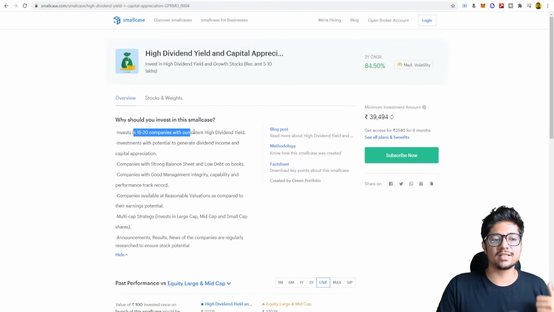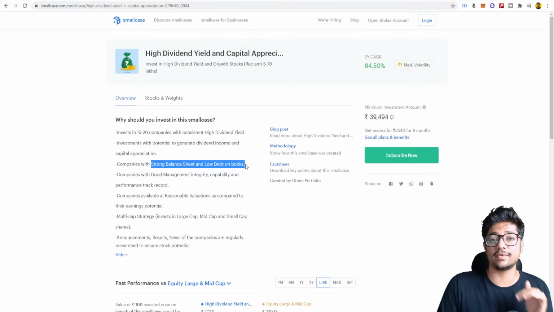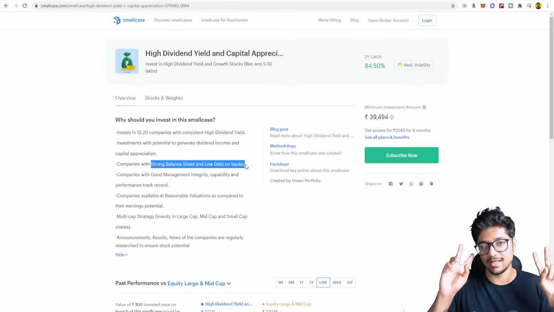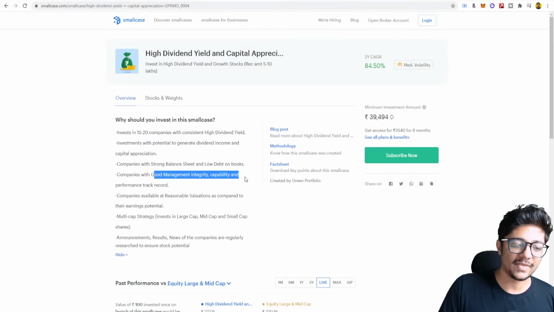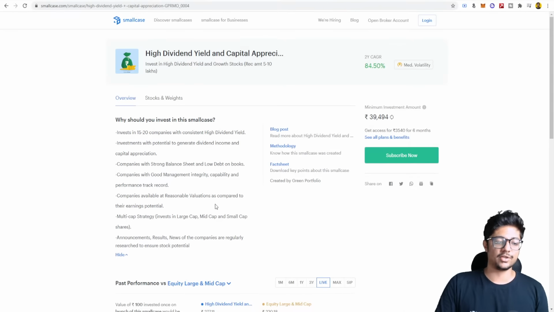Now what are these? These are 15-20 companies giving good high dividend yield, strong balance sheet, low debt. Why? Because we don't want debt on the company. If it's a debt making company and it's giving dividends, big problem, right? Good management integrity is something you need. Multi-cap strategy, obviously, because you want different caps as well, and available at reasonable valuation. So this is the paid part.